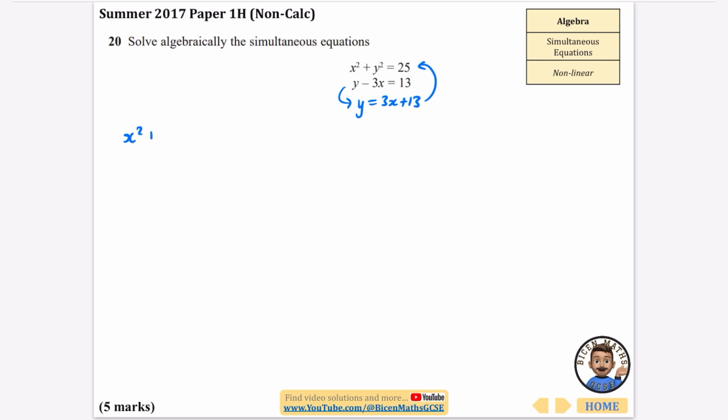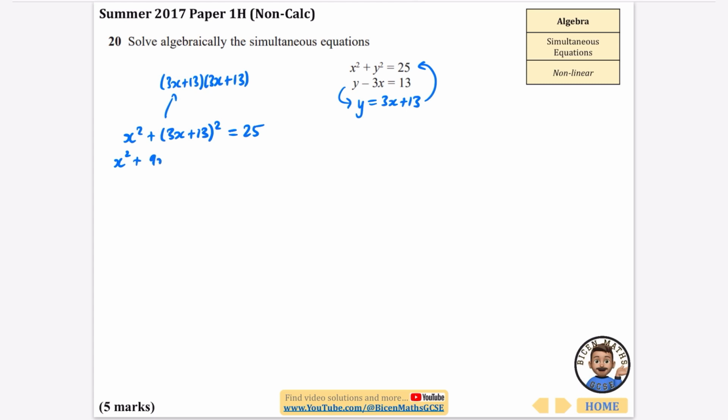So we have x squared plus y squared, which is going to be 3x plus 13 all squared, and that is equal to 25. So this is a pretty advanced topic, so you're going to need to know how to do 3x plus 13 squared. Now you can write this out as 3x plus 13 multiplied by 3x plus 13, and you're going to do double bracket expansion for this.